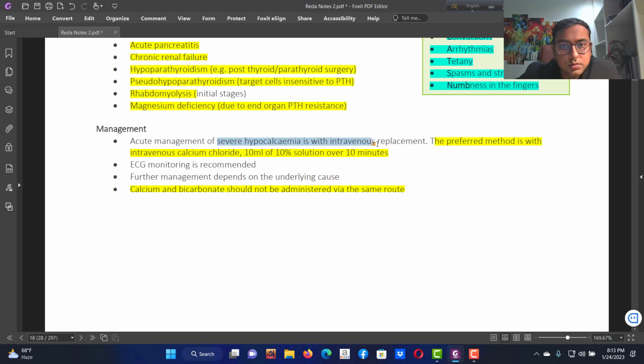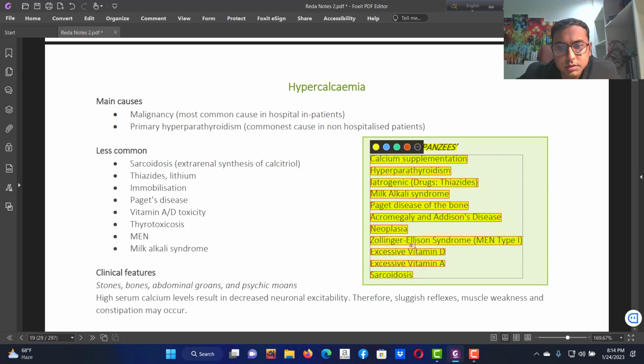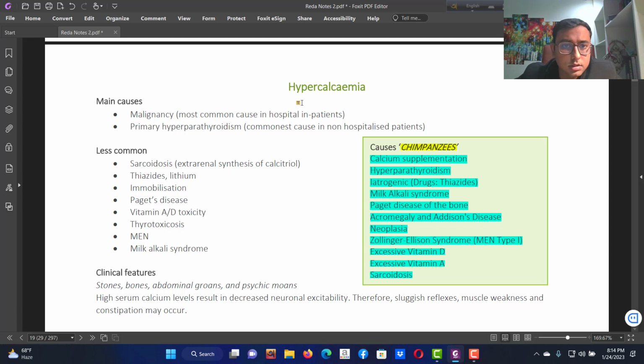Severe hypercalcemia is treated with intravenous replacement, that is calcium chloride 10 ml of 10% given over 10 minutes. Now, the hypercalcemia ECG changes, you must remember, very important. Causes: calcium supplementation, hyperparathyroidism, thiazide diuretics, milk-alkali syndrome, Paget's disease of the bone. Also neoplasia, any neoplasia can cause hypercalcemia, like lung, breast, prostate, thyroid.